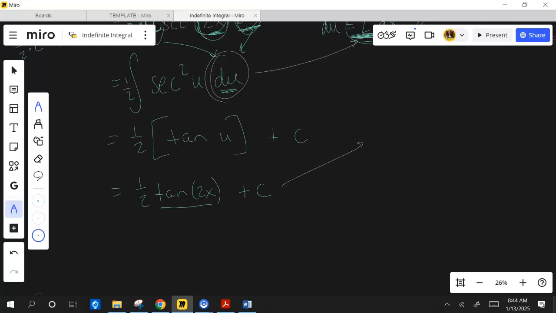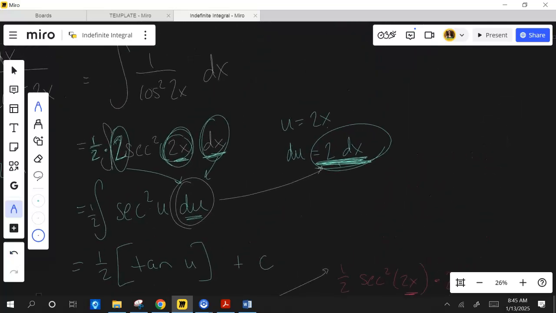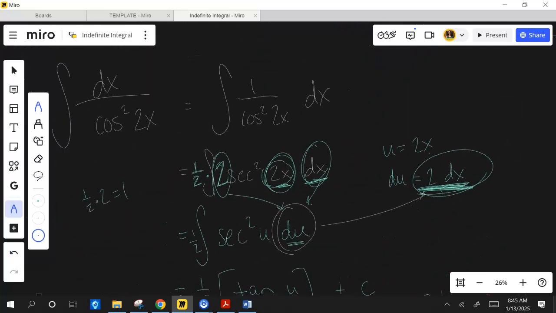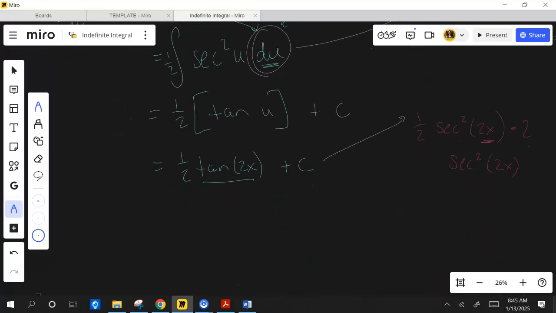Logan, what's the derivative of tangent? Secant squared, that's probably y'all's breakfast. Remember, whenever I do the trig, I'm going backwards to show you that it works. And then you have to chain it. So what's the derivative of 2x? 2. What's a half times 2? Is that what I started with? Yes?